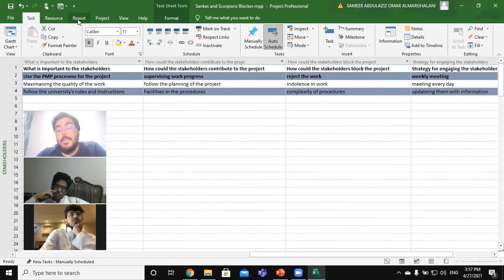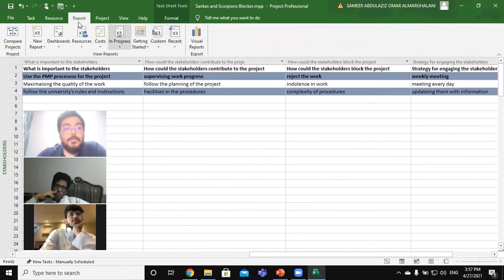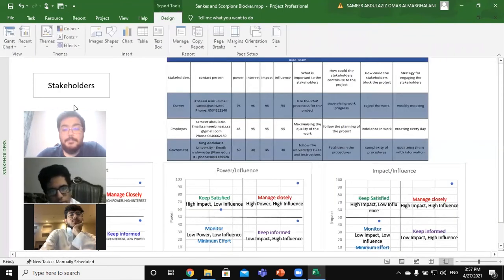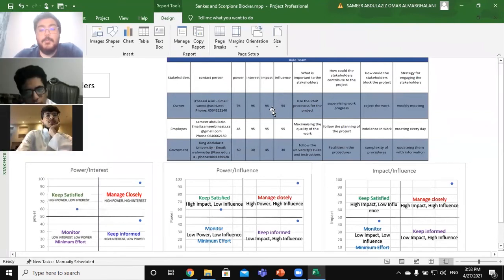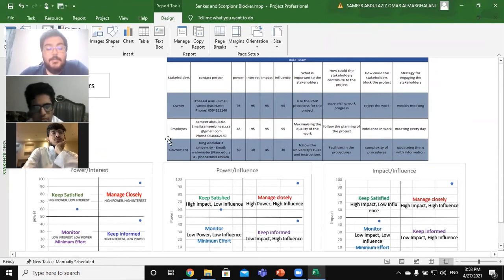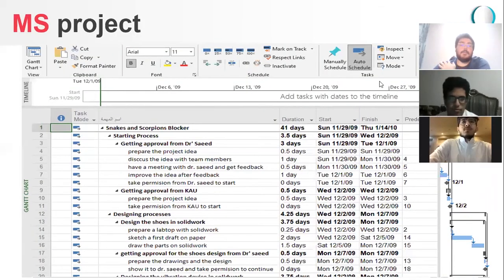Then we made another view for the stakeholders, where we went to the report and made a custom report for the stakeholders, as you see here. Let's move it here. Stakeholders. This is the table that we used in the previous presentation, and these are the relations between the four terms that we have in our project. Okay, that's all from me on the stakeholders. Now let's move on to my friend Yazeed. See you soon.